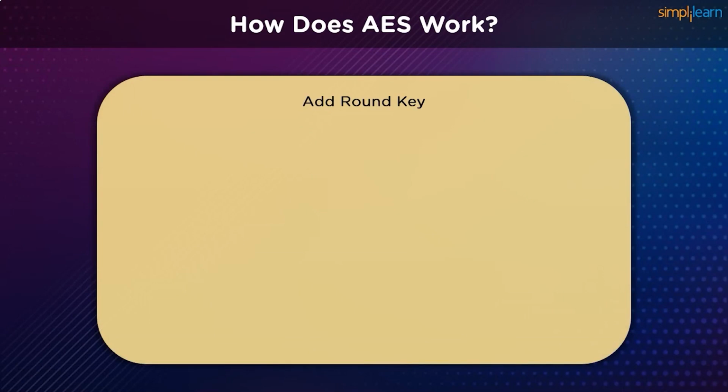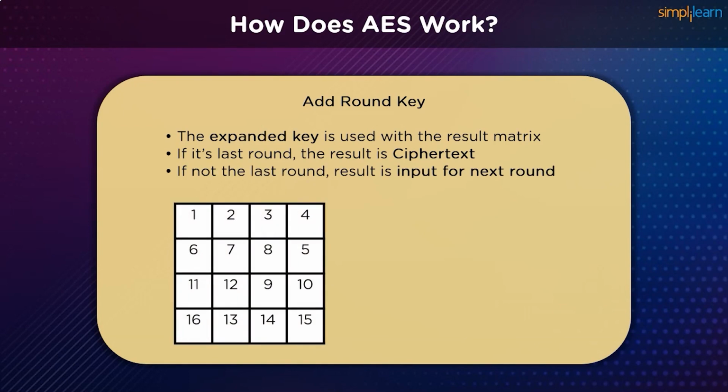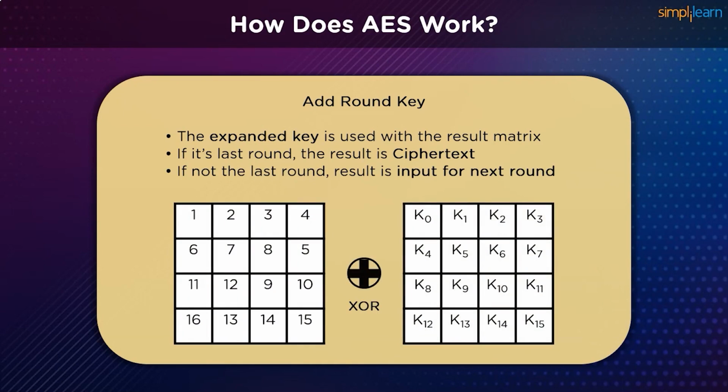When it comes to adding a round key, the 16 bytes of the matrix are treated as 128 bits and the 128 bits of the round key are XORed. If it is the last round, the output is the ciphertext. If you still have a few rounds remaining, the resulting 128 bits are interpreted as 16 bytes and we start another similar round.